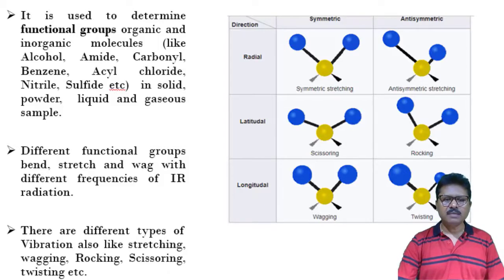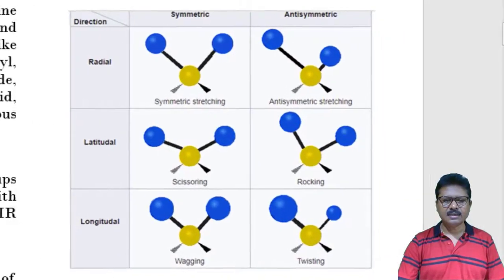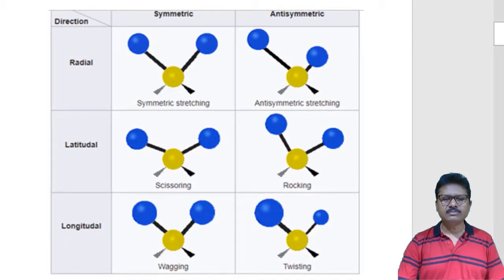Different functional groups have different bending, stretching and wagging phenomena with respect to the different frequencies of the IR signal. There are different types of vibration like stretching, wagging, rocking, scissoring, twisting. In this figure, this is symmetric stretching, this is anti-symmetric stretching, this is scissoring, this is rocking, this is wagging, this is twisting. In this case, this is one atom, this is another atom, this is another atom. This creates a particular bond, this creates a particular bond.